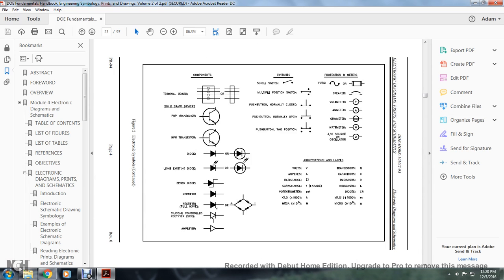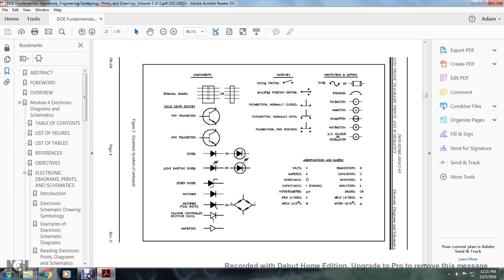Alright, your components. A terminal board has circles with parallel lines running through a rectangular surface. Your PNP transistor is basically a V shape on a T through a circle with an arrowhead going through the center, and an NPN transistor has the arrowhead going through the outside center. The diode looks like a filled-in triangle with a line in front of it, or a circle with a filled-in triangle with a line in it.